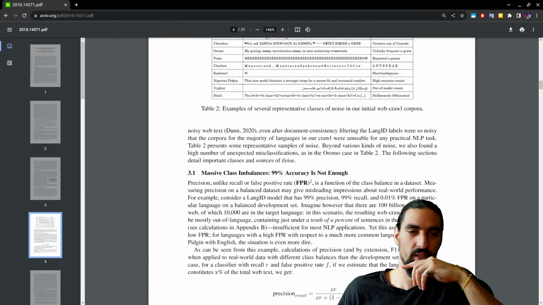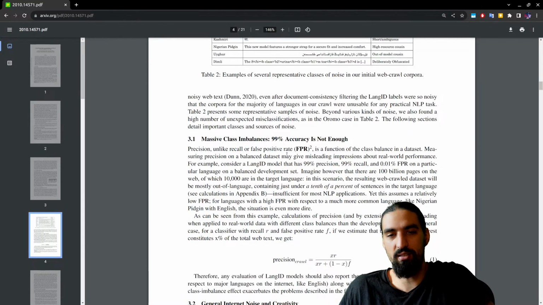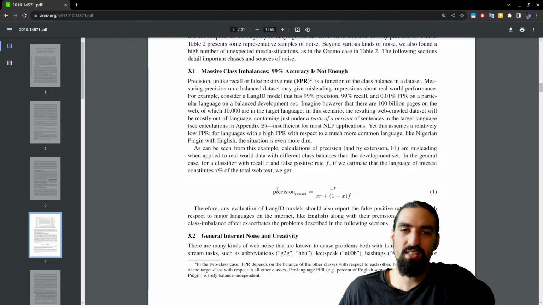The following sections detail important classes and sources of noise. Massive class imbalances. 99% accuracy is not enough. Precision, unlike recall or false positive rate, is a function of the class balance in the dataset. Measuring precision on a balanced dataset may give misleading impressions about real-world performance.